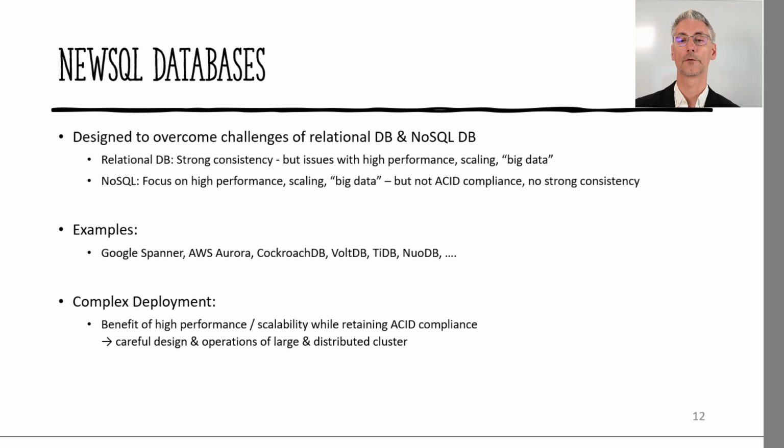So approaches here are, on the commercial side, Google Spanner, Amazon Aurora, CockroachDB and VoltDB, and many more open source implementations. So this sounds a bit too good to be true, and in a sense it is. Right? It delivers the performance that led to the development of NoSQL databases with the strong guarantees of relational databases. The downside is they have complex deployment issues, right? If you want to benefit from the high performance and scalability while retaining these strong guarantees and the ACID compliance, you carefully need to design your cluster and your operating conditions and your day-to-day operations of a large and distributed cluster to achieve all of this.